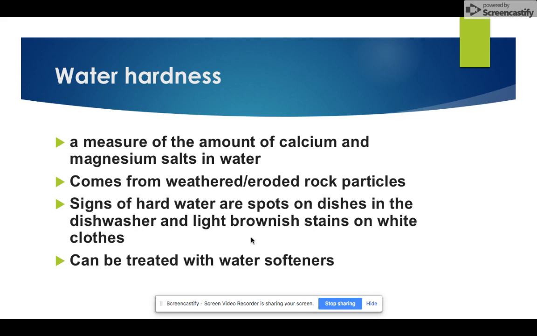Now, it can be treated with things called water softeners that people will put in on their pump houses and stuff. If you drink hard water, it's not going to do anything to you. You won't get sick or die, anything like that.